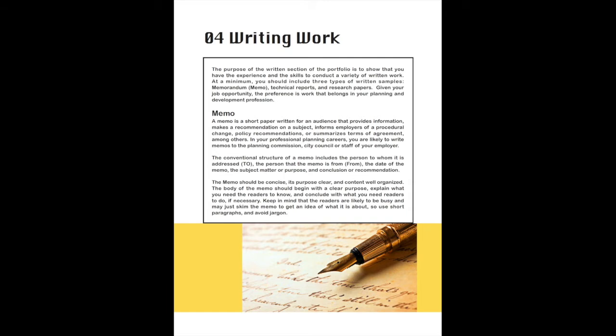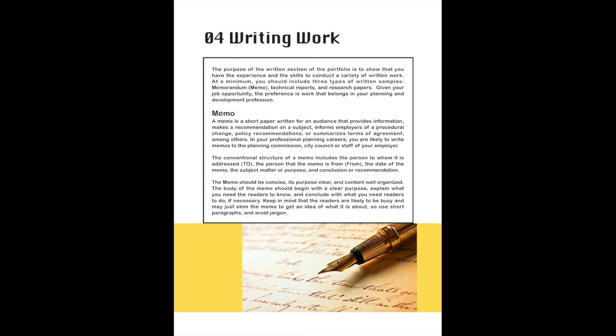The writing section, or the writing chapter of your portfolio, is to include a minimum of 3 types of written samples. The first we recommend is a memorandum or memo in the form of a policy memo, a portion of a technical report, which might be a neighborhood plan or might be a site plan, and a portion of a research paper. And given your job opportunity, the preference is work that belongs in your planning and development profession. So at a minimum, 3 different types of writing samples: a policy memo, some form of a technical report, and a format of a research paper.